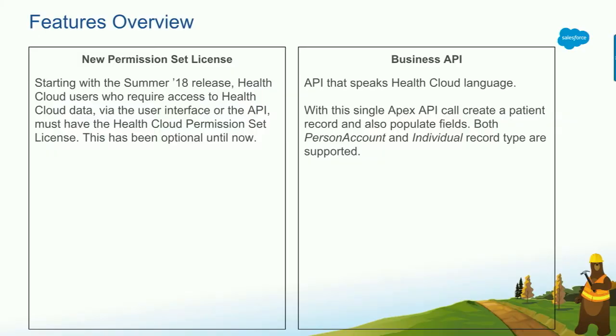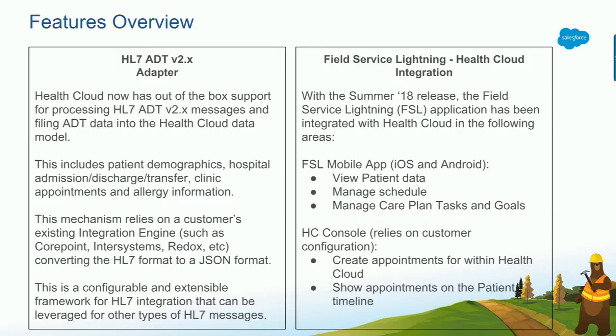We have introduced permission set license in this new release. This feature was actually originally introduced in the last release of Summer 17. We have made some enhancements to it, which we'll talk about. Then we have a brand new business API. It's an API which looks like Health Cloud and talks like Health Cloud, and it significantly reduces the work effort required for a developer to build a programmatic interface to Health Cloud. We also have a brand new HL7 Adapter, which is an industry standard for bringing in patient data.